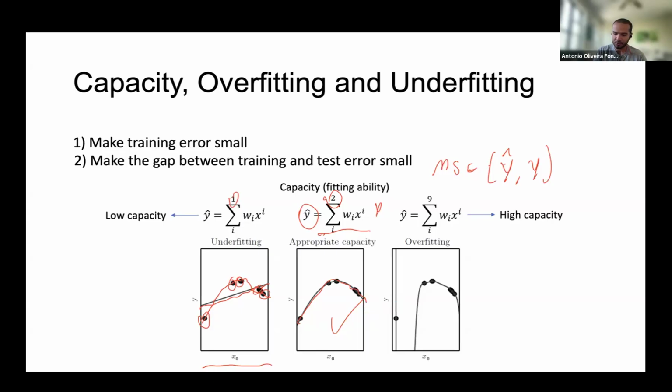But this one is also good, because I have this function of order 9, and it passes exactly through these points, as you can see here. By means of MSE on the training set, they are both performing equally well. Can you guys see this? Is it clear for everyone?